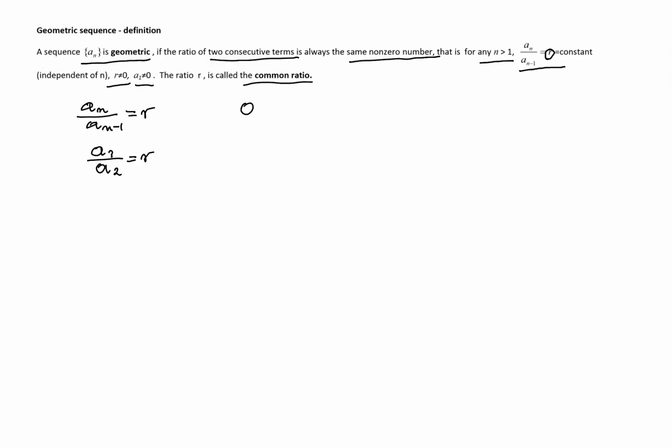If you choose n equal, let's say, 67, then the ratio of A with index 67 to A with index 66 is going to be R. If you take even larger values, for example, 872, the ratio of that term to the term immediately preceding it, with index 871, is going to be R.